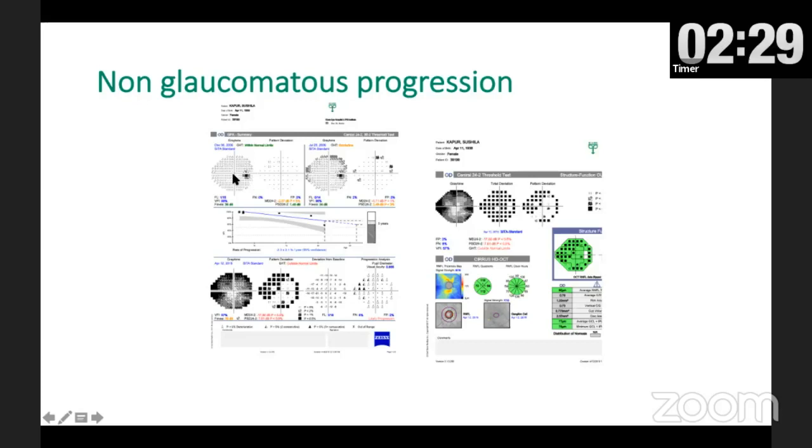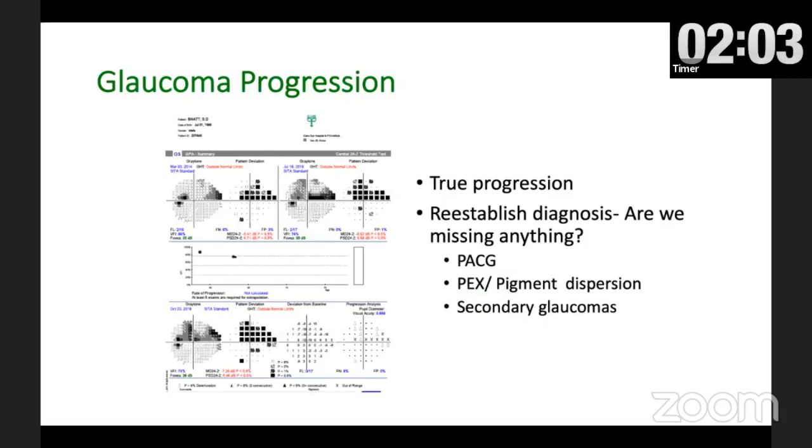As you can see over here, the field has worsened very drastically in this image. But if you look at the RNFL and the GCC map, there's absolutely no glaucomatous damage. So whatever you're seeing over here is due to either cataract or some other retinal pathology or just a bad test, but this is not glaucoma progression. So I think that's a very important thing to remember, that everything looking black on the fields or progressing on the OCT might not be due to glaucoma.